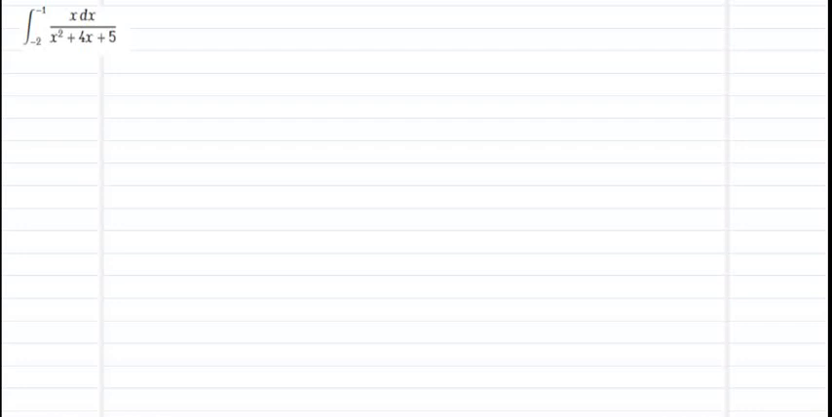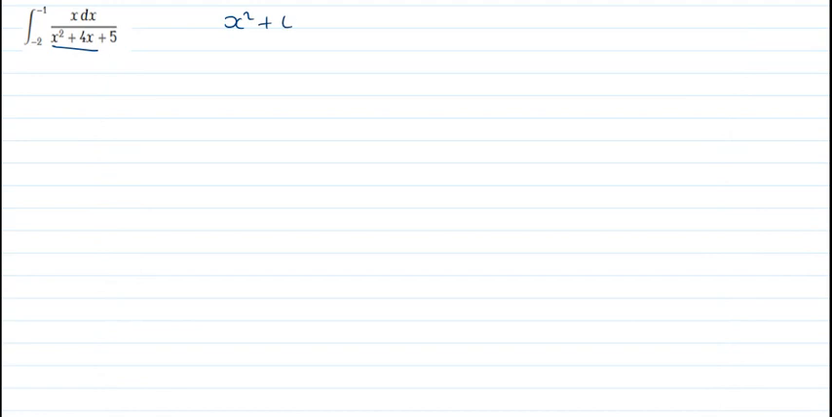So to integrate this one, first we're going to take care of the denominator. Since we have a quadratic expression down, we're going to complete the square. We have x squared plus 4x plus 5. Since the coefficient of x squared is already a 1, we move forward to dividing the coefficient of x by 2.